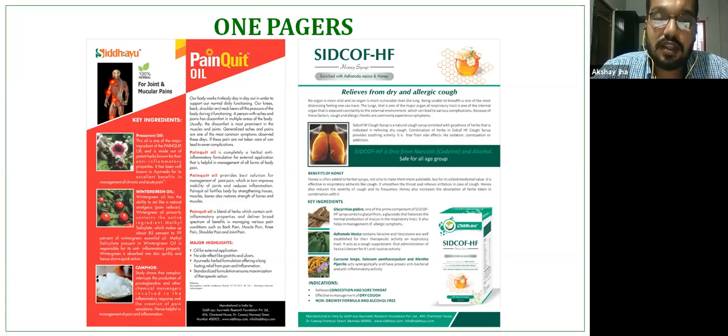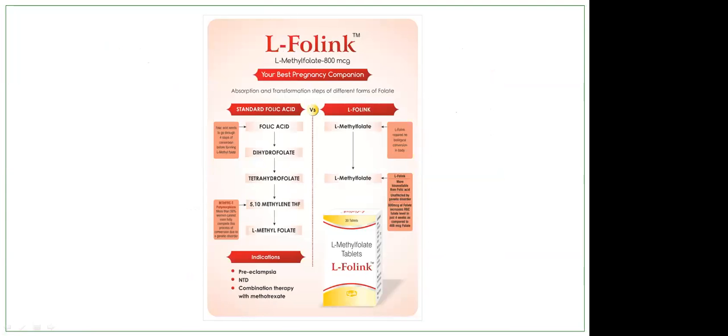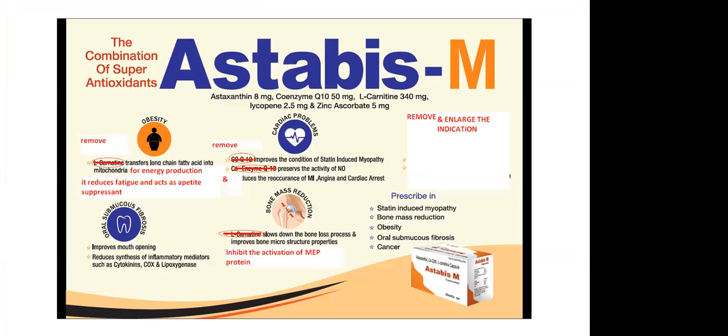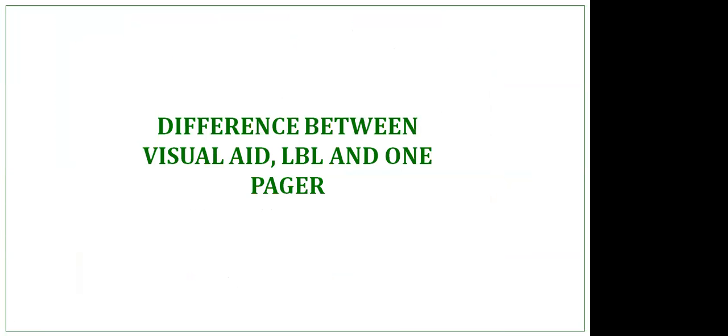So again, you'll see that this one pager has way more text matter as compared to your visual aids and LBL. Now, if you do a basic comparison between the three, you might feel that all three look the same, so what is the difference between them, when should an LBL be used, when should a visual aid be used, when should a one pager be used, what are the basic differences, right? So I will just highlight what the basic differences are between a visual aid, LBL and one pager, and when you can use them, right?